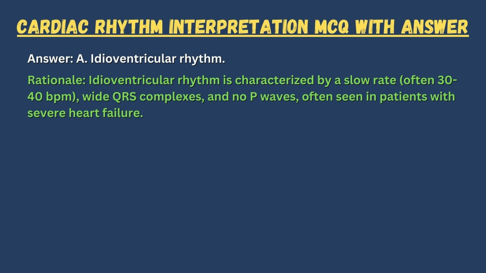Answer: A. Idioventricular rhythm. Rationale: idioventricular rhythm is characterized by a slow rate, often 30 to 40 BPM, wide QRS complexes, and no P waves, often seen in patients with severe heart failure.